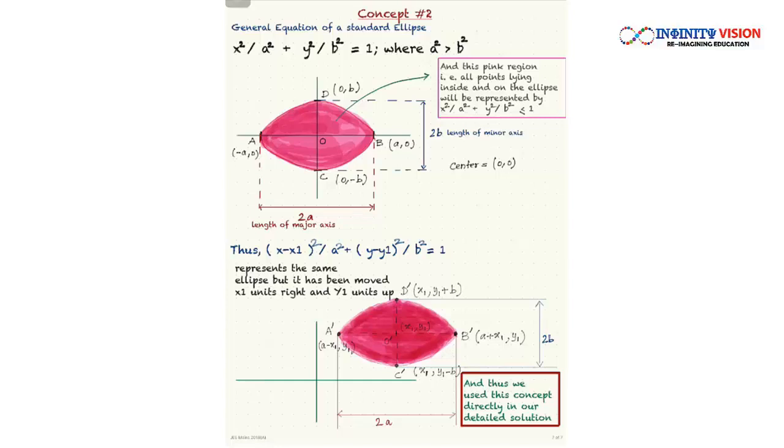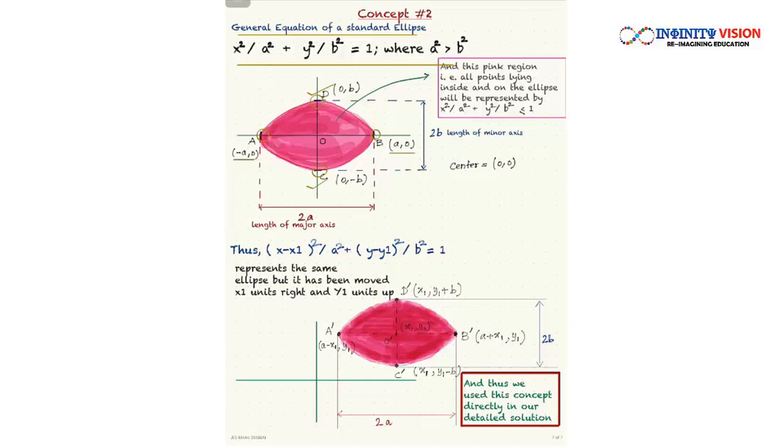Now moving to the second concept, which we used in predicting the information related to the 2-degree equation. If you remember, the general equation of a standard ellipse is x square by a square plus y square by b square is equal to 1, where a square is greater than b square. Now this is the standard ellipse. If we try to draw it, this curve would cut the x-axis at A and B and would cut the y-axis at C and D. And the coordinates are going to be (a, 0) and (minus a, 0) for B and A respectively, and (0, b) and (0, minus b) for D and C respectively.